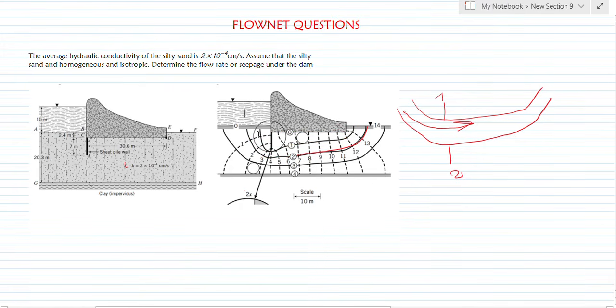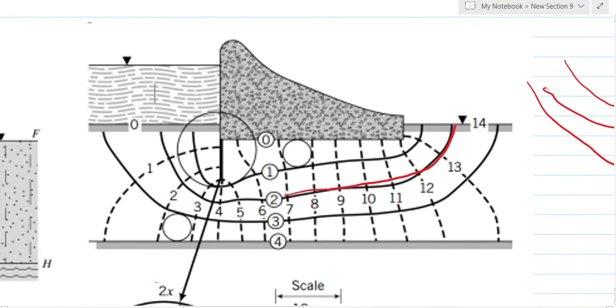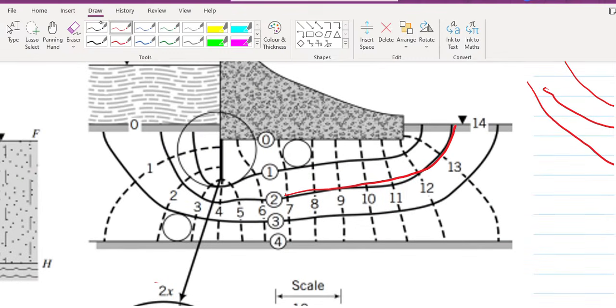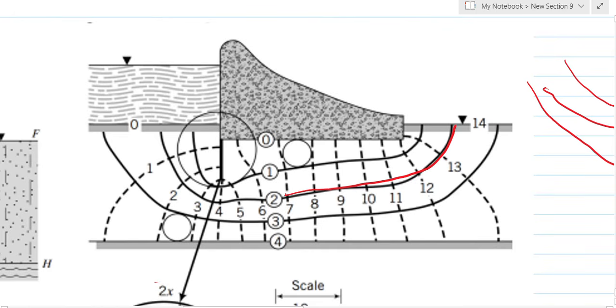Let me zoom in so that you could clearly see it. Let me use a different color, let me use blue. So the base of the dam here is a flow line, right? Then this line here is another flow line. So between this line, let me call it one, and this line two, this space is a flow channel. So in this flow channel, water will seep through.